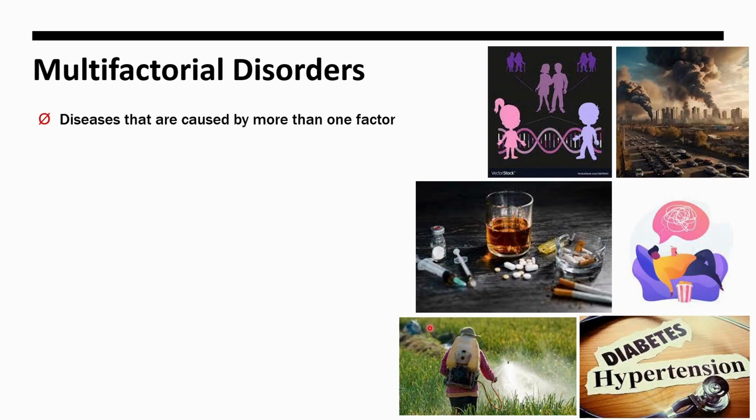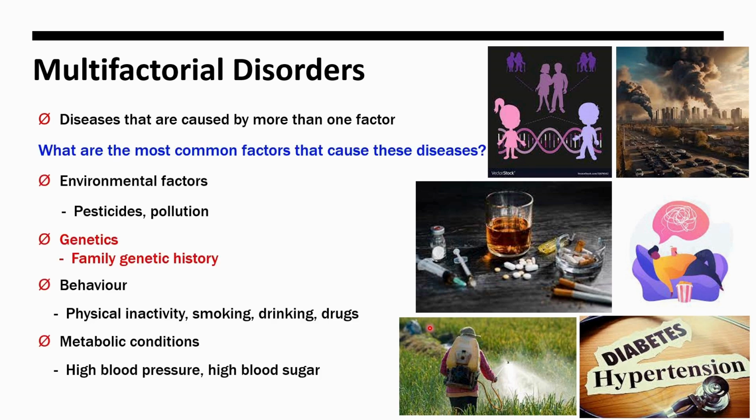The last one is the multifactorial disorder. As I told you before, these are caused not just by one gene, maybe by several genes. And in addition to gene factors, there are other factors like environmental factors. What are the most common other factors? The first one is the environmental factor, which includes pesticides and pollution in the cities.